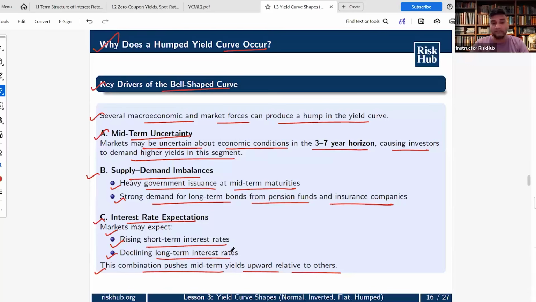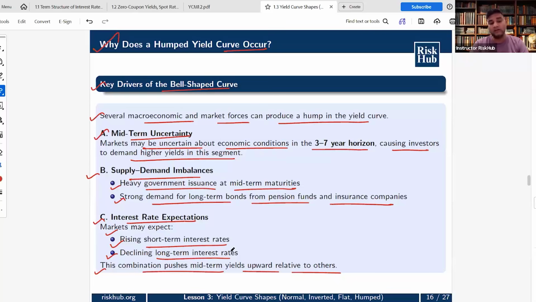B has two parts: heavy government issuance in the belly, which means belly yields go up because more supply needs a higher yield to clear, and strong pension and insurance demand at the long end, which means long yields go down because more buying raises prices and lowers yields. Both effects deepen the hump from opposite sides.